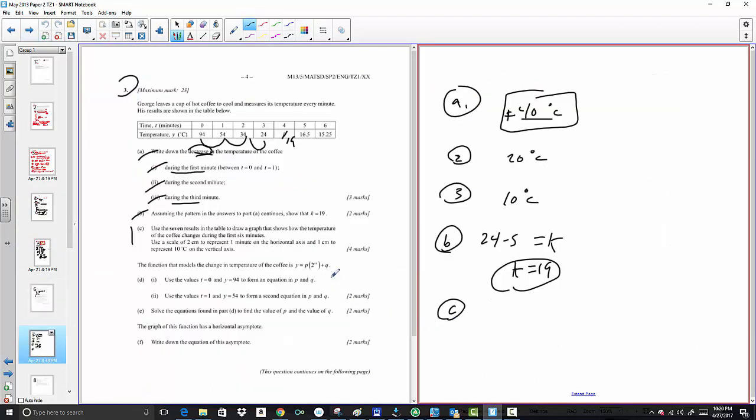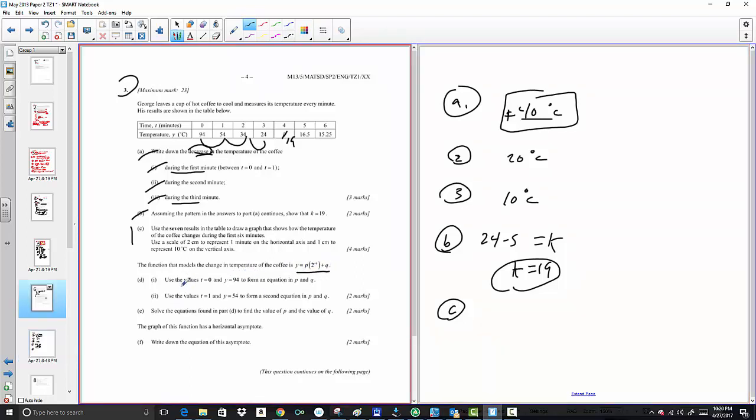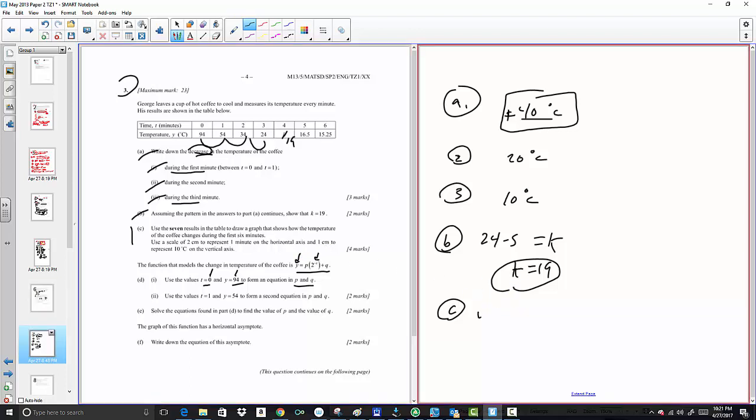All right, so going back to this question here, it says the function that models the change in temperature of the coffee is given by this, okay? Use the values t equals 0 and y equals 94 to form an equation in p and q. So they're basically giving you a value for t and a value for y, and they want you to plug them in for y and for t right here, okay? So I'm going to copy this equation really quick here, and I'm going to say this is 2 to the negative t, plus q. So I'm going to replace this y and this t.